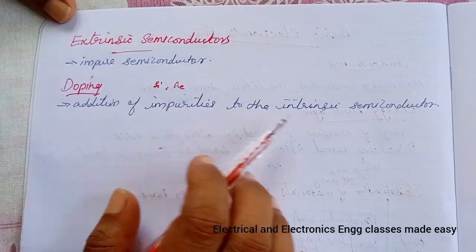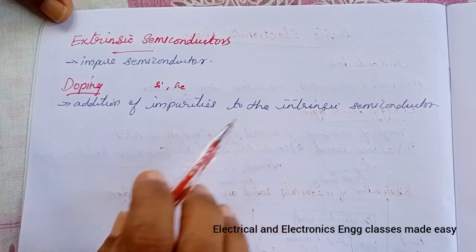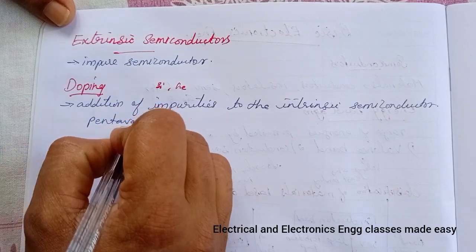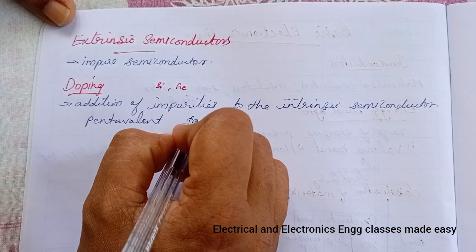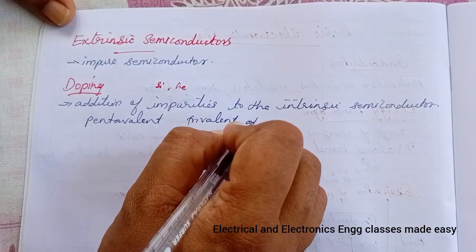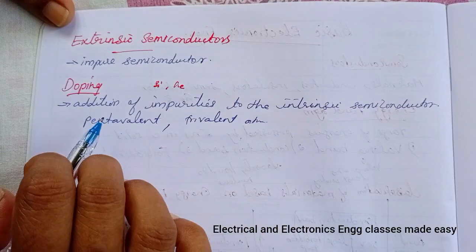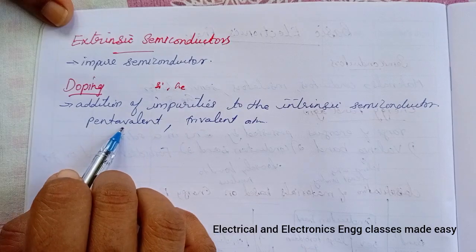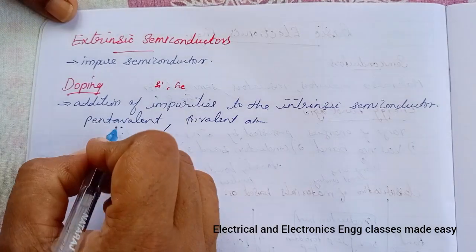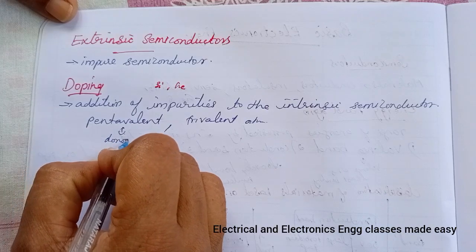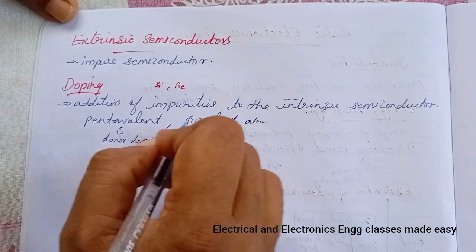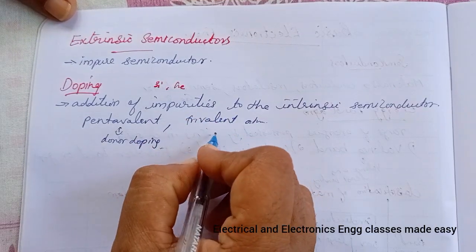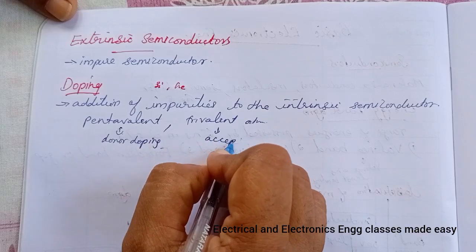There are pentavalent and trivalent atoms. When an intrinsic semiconductor is doped with a pentavalent atom, it is called donor doping. And when it is doped with a trivalent atom, it is called acceptor doping.